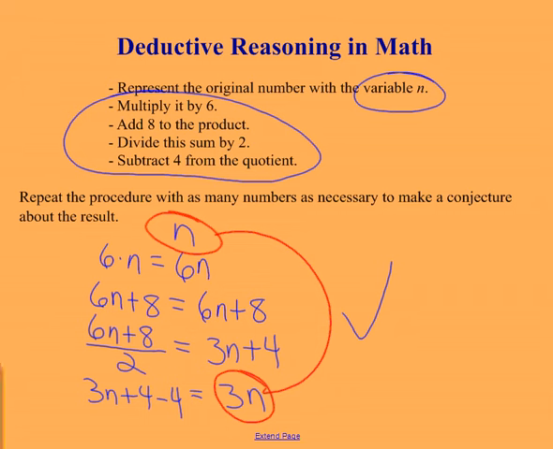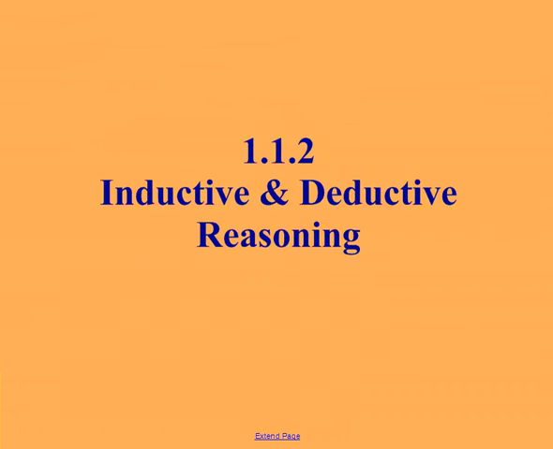This is actually the beauty of algebra. Algebra uses deductive reasoning because the theorems of algebra, or the conclusions of algebra, are based on facts. And as you can see, in one problem with deductive reasoning, we are 100% sure that this process will result in a number 3 times the original number. That's why algebra is so important. This concludes section 1.1 on inductive and deductive reasoning.